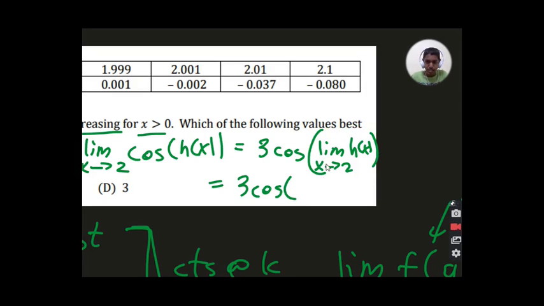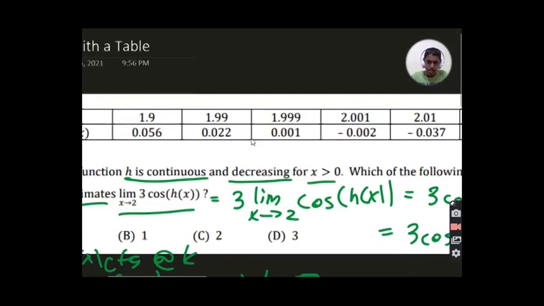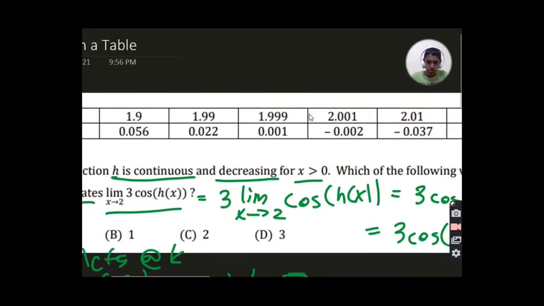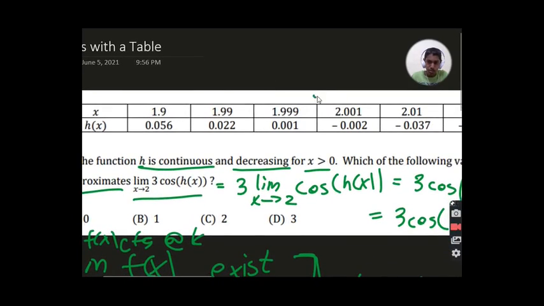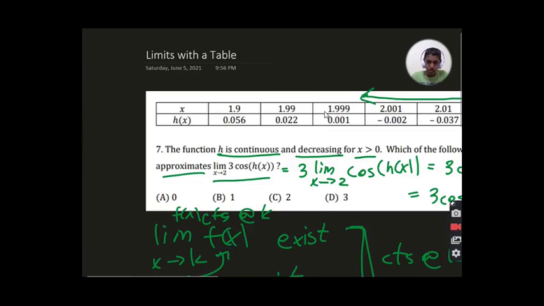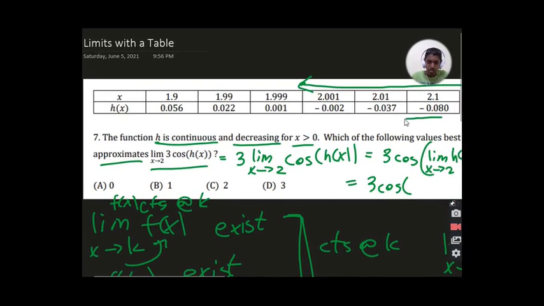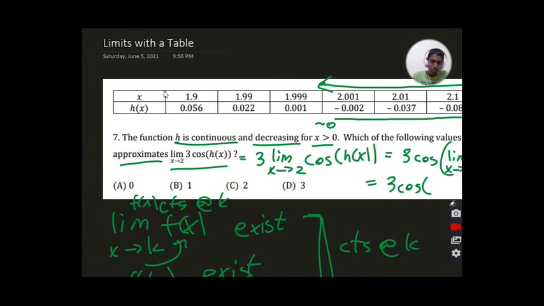So 3 cosine. Now we've got to approximate this. So what is x approaching? From the right, those are x values that are greater than 2, so maybe 2 somewhere there. And these are the values approaching this way. What do those look like? They're increasing, right? They're increasing towards maybe 0. And that makes sense. As you're going this way, it would increase because the function is decreasing.